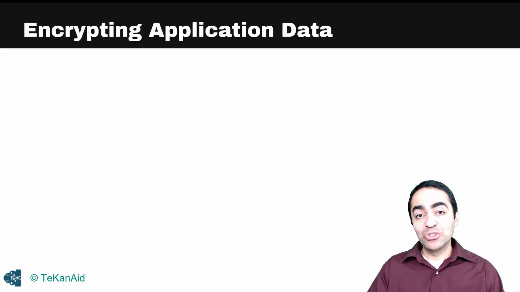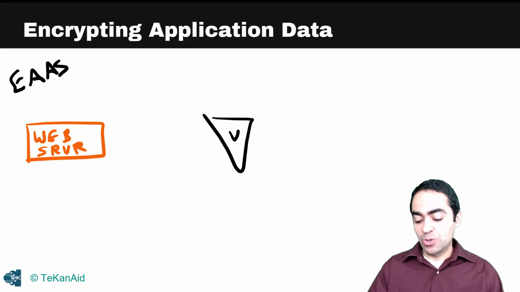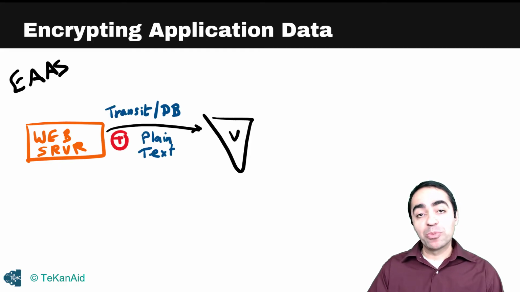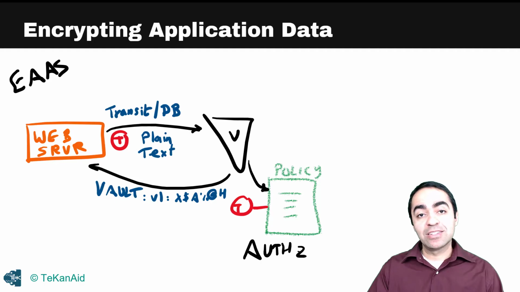The next use case was encrypting application data, and in this case we're going to take a look at encryption as a service, which is also called the transit secrets engine inside of Vault. In this case, a web server wants to encrypt some data, so it's going to pass some plain text over to Vault at a particular path, again at the transit/dv path. Pass the token into Vault. Vault checks that token's policy to make sure that this web server is allowed to access that particular path. Vault's going to respond back with encrypted data, so that plain text is now encrypted.